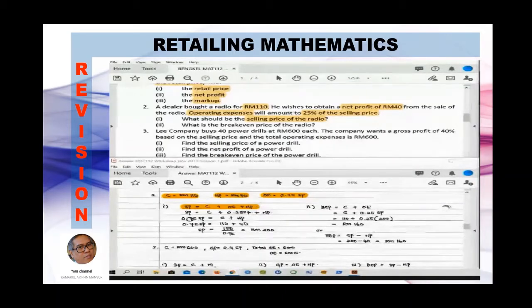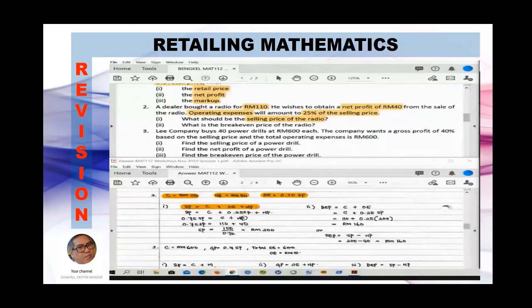Okay. So that means 0.75 SP sama dengan C plus NP. Dan kita tahu bahawa nilai C bersamaan dengan 110 dan nilai NP bersamaan dengan 40 diberikan dalam bentuk amount, tak ada dalam bentuk percentage. So that means kita boleh gantikan terus. So kita gantikan 110 tambah dengan 40, kita dapat 150.